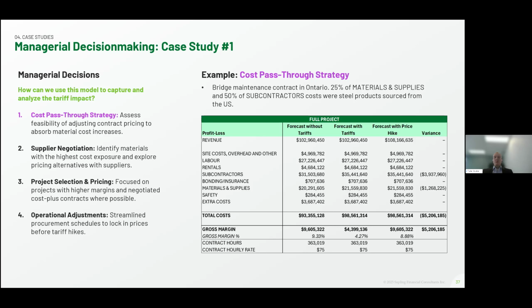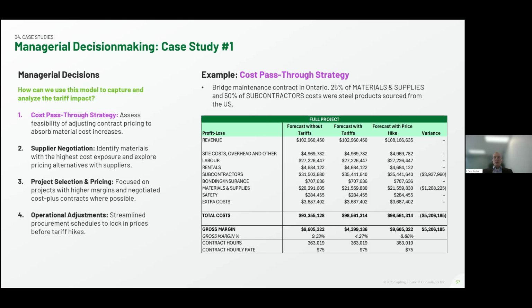On the right here, we show a bridge maintenance project taken on by this firm that relied heavily on steel. Around 25% of material and supplies and 50% of subcontractor costs were tied to U.S. imported steel. With a 25% tariff applied, these input costs spike, increasing project costs and the total cost line from 93.4 million to 98.6 million, and cutting the firm's gross margin from around 9.6 million to 4.4 million. And also the gross margin percentage declining from 9.3% to around 4.3%.